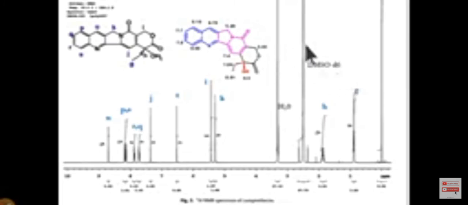Now you will see these three big lines. This one is for DMSO, this one is water, and this one is TMS. So from this picture it is very clear how the NMR looks. Now let's see what we can get from it.